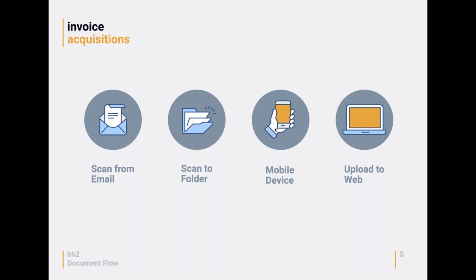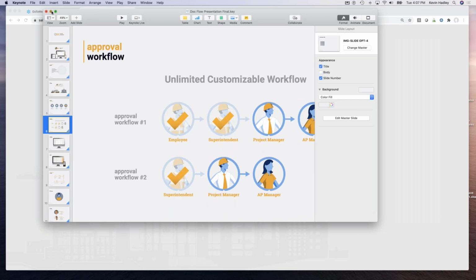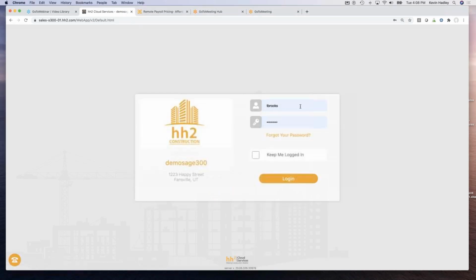You can also gather information or scan from your mobile device or simply upload that document right to the web. I'm going to do that today because we're not going to monitor an email for my demo. We'll just upload it to the web and show you what it looks like. Okay, we're going to talk a little bit about that. We're going to talk about workflows. So let's get into the product, give you a real quick look and a rundown of hh2's document flow product. So I'm going to log in today just from the web first. I'm going to log in as my AP clerk.